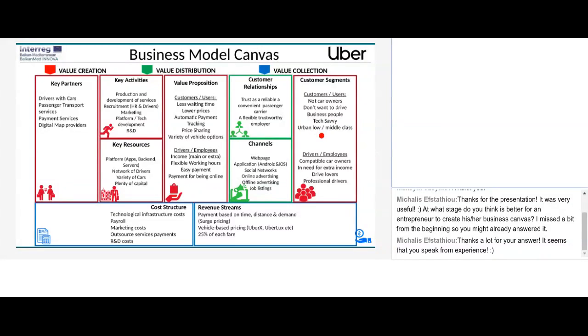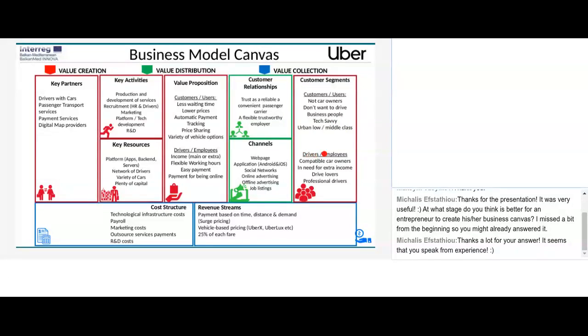And also urban low to middle class. Uber is cheaper than taxis in many cases. It depends, of course, on the service chosen. So these are the users or customers.